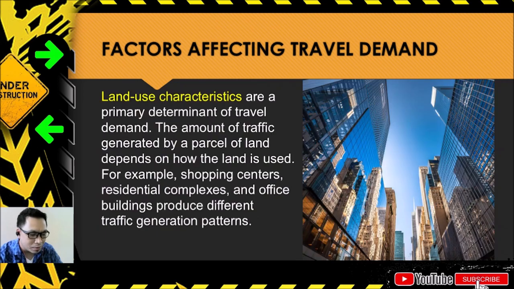So let us discuss what land use characteristics are. These are the primary determinant of travel demand. The amount of traffic generated by a parcel of land depends on how the land is used. So for example, shopping centers, residential complexes, and office buildings produce different traffic generation patterns.